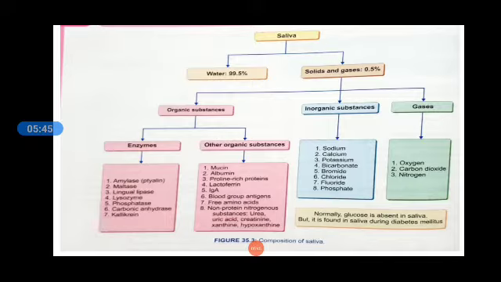So, is it clear? Saliva can be classified into two: water, and solids and gases. The solids can again be categorized into two: organic substances and inorganic substances. Organic substances are further classified into enzymes and other organic substances. And the gases are oxygen, carbon dioxide and nitrogen. Okay, now we have seen the composition.